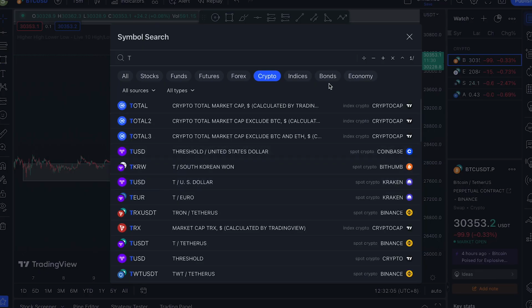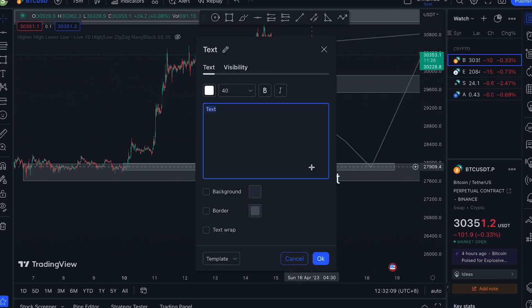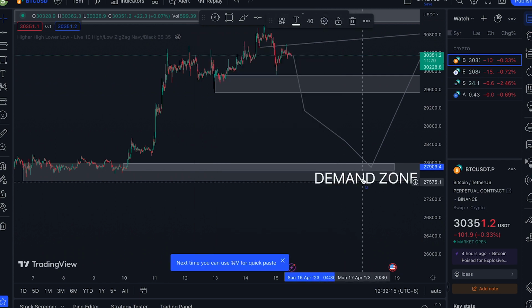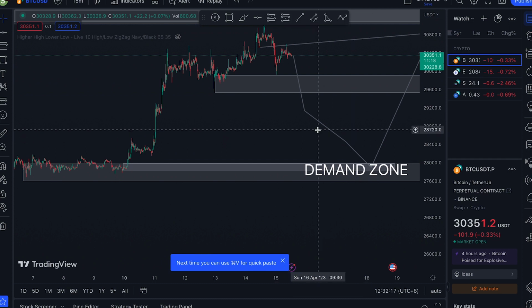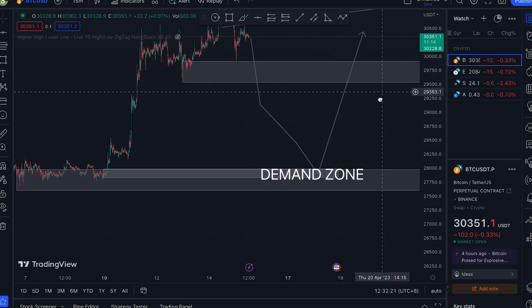Let me just add that out for you. This here was a demand zone right here, so that you guys will sort of understand what I'm plotting out.